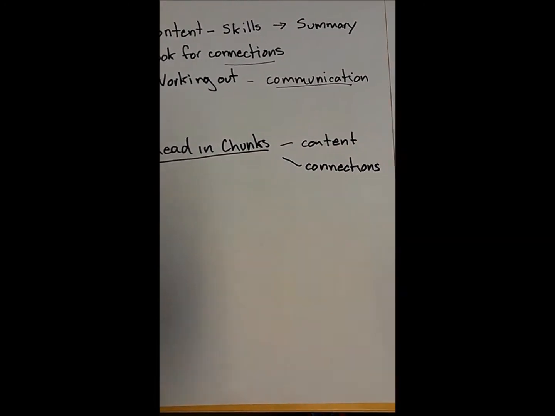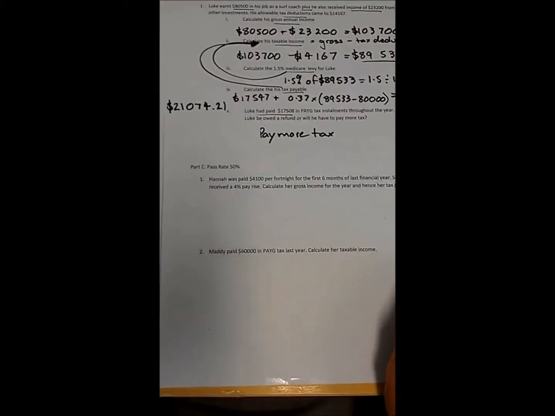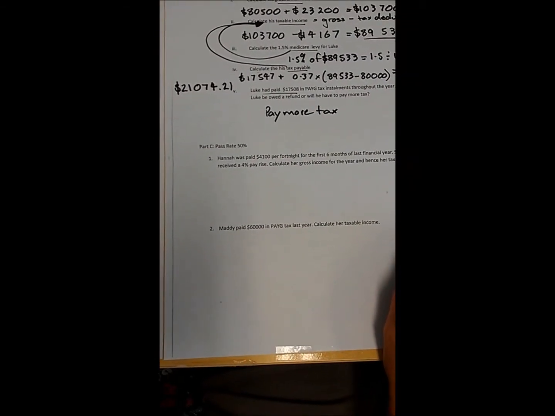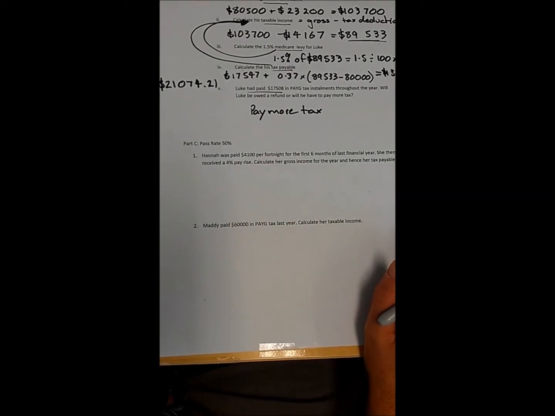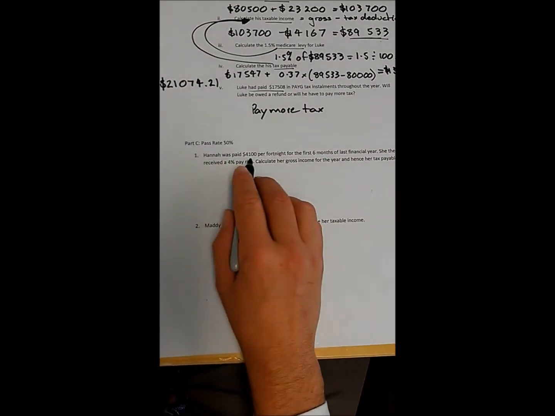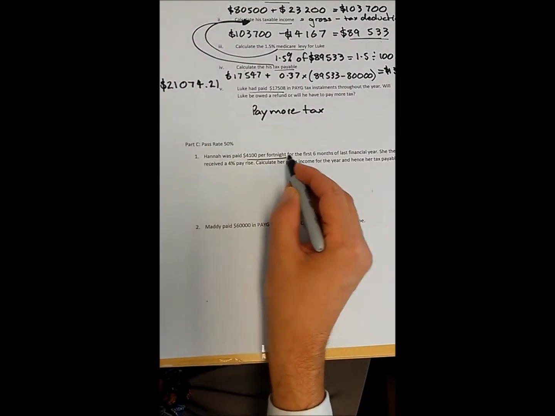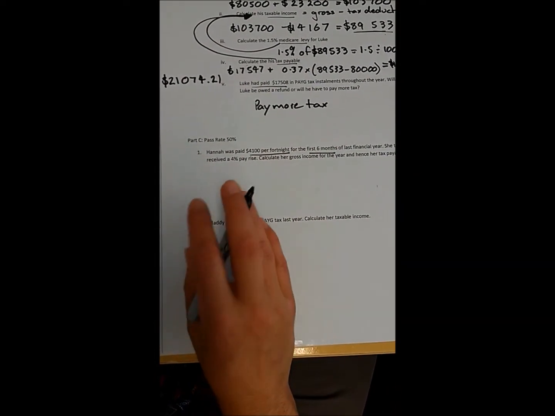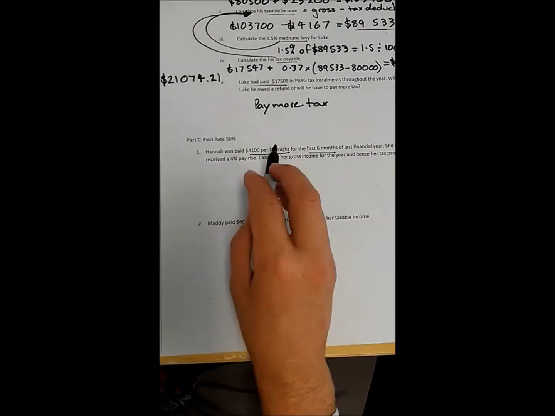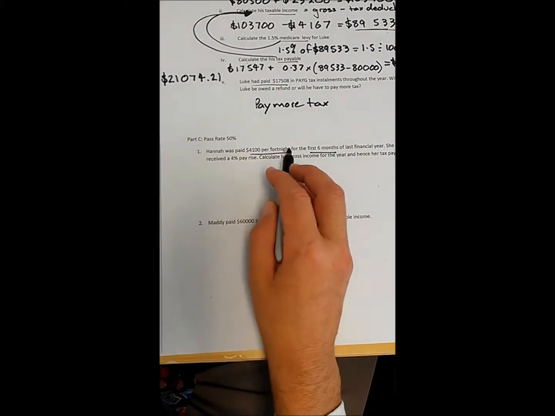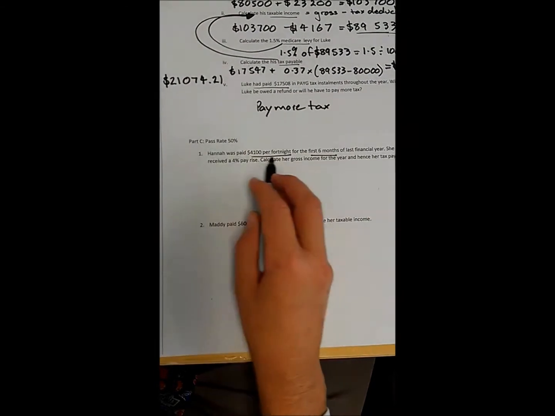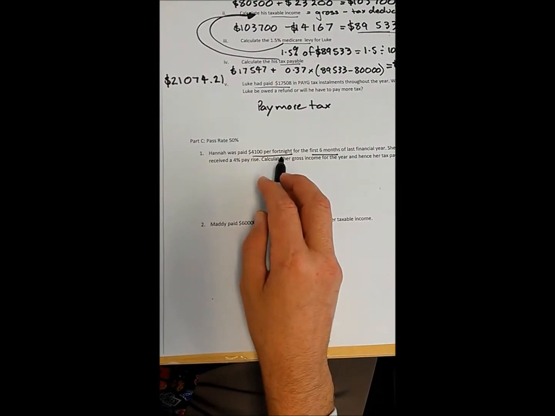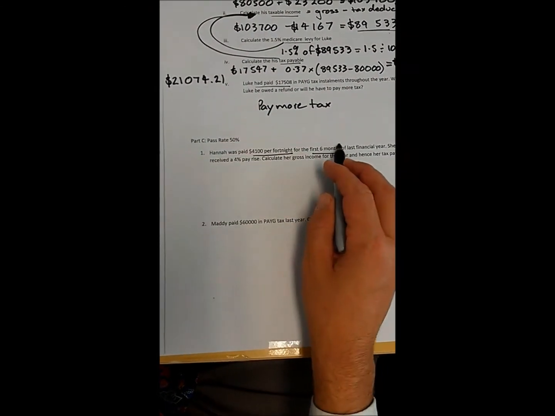So we'll just have a look at these parts C from our recent mastery tests and see what sort of questions we might face. So this one: Hannah was paid $4,100 per fortnight for the first 6 months of last financial year. Now already I'm chunking it. I'm saying she was paid $4,100 per fortnight. There's my chunk. That's got a bit of information that may be pertinent to the question. First 6 months of the last financial year.